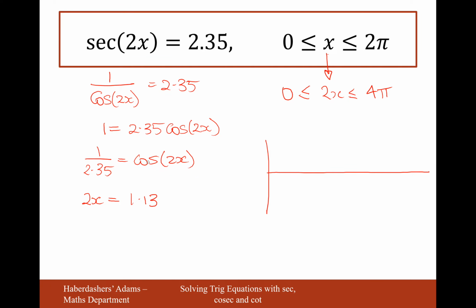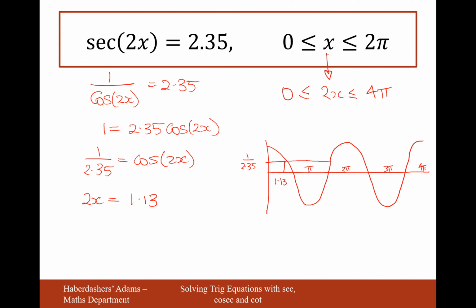So I need to draw my graph for cos in between 0 to 4 pi. So that's going to be 2 loops through of the cos graph. So this will be at pi, 2 pi, 3 pi, and 4 pi. So my first solution to 1 over 2.35 was this solution here, 1.13.